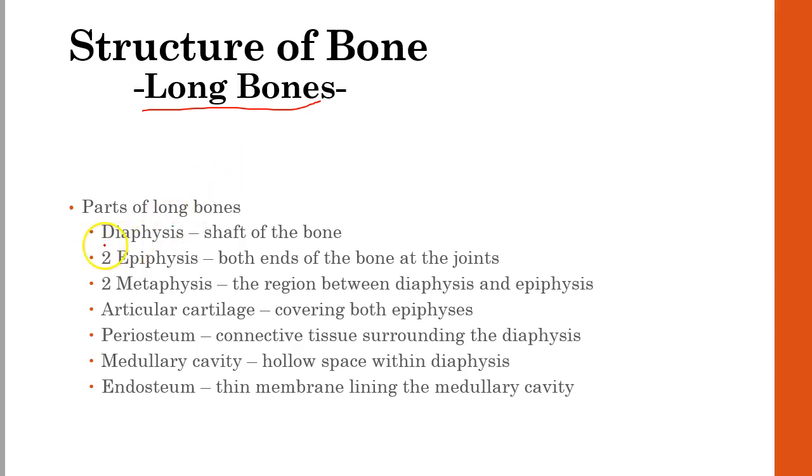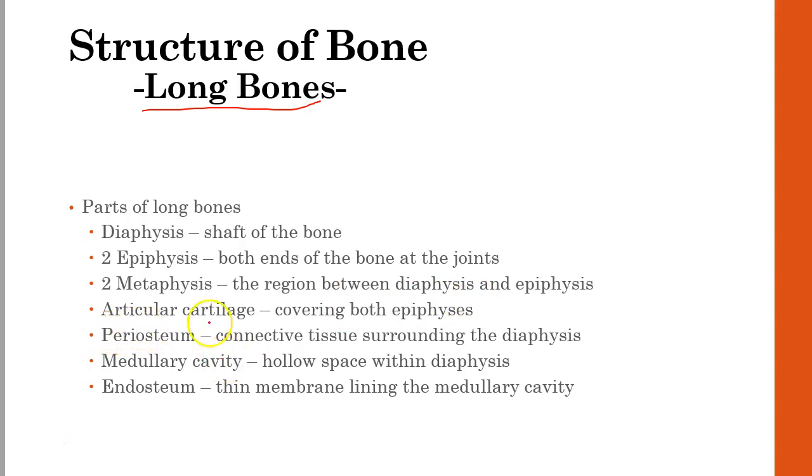Okay. The main portion of the bone, the diaphysis, is going to be the shaft. So this is the longest portion of the bone. At each end we have epiphysis. These are going to be the ends of the bones that are going to create joints. So at the knee we have two epiphyses that are going to be located either on the femur or the tibia. And then in between the diaphysis and the epiphysis are going to be a metaphysis. This is the space between.